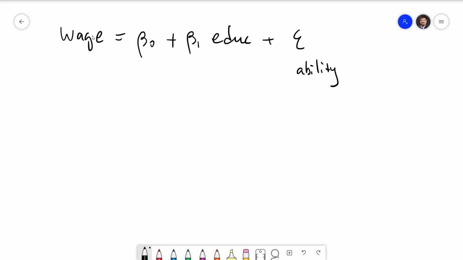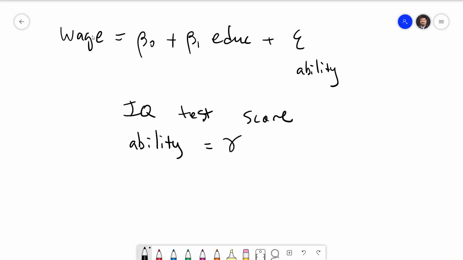A possible choice for a proxy would be an IQ test score. IQ is definitely an imperfect measure and a controversial one at times, but that is okay. It does not have to be exactly the same as ability, it just needs to be able to stand in for it. Suppose that the relationship between ability and IQ is given by the equation ability equals gamma naught plus gamma 1 times IQ plus epsilon A.